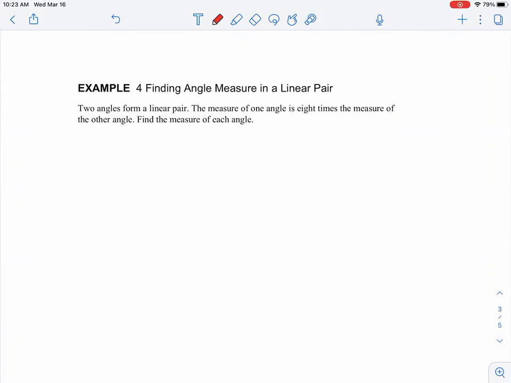All right, so this one will take a little bit more work. If we have two angles that form a linear pair, remember a linear pair means they're going to make a straight line. So I'm just going to draw a line and cut it into two angles. It says one angle is 8 times the measure of the other angle. So the one on the left is obtuse, and the one on the right is acute. I'll say that the one on the right is x, and the one on the left is 8 times that, or 8x.